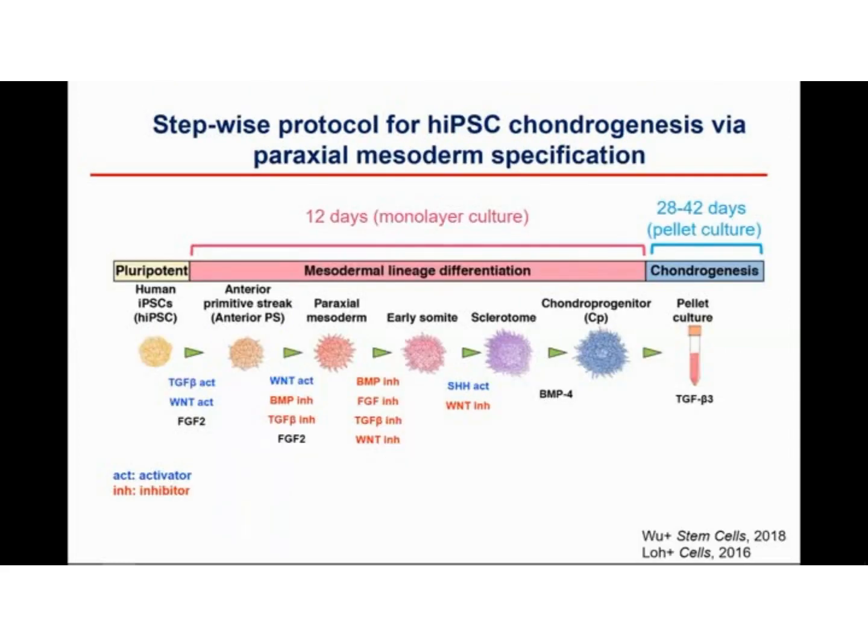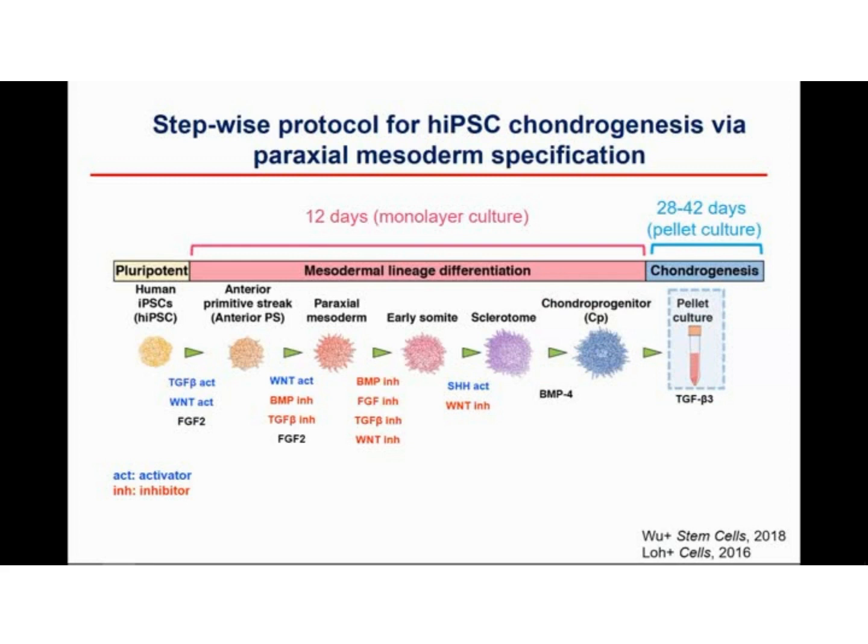Recently, our lab established a protocol for hiPSC chondrogenesis via paraxial mesoderm specification. What we did is feed our iPSCs a set of defined growth factors and small molecules daily, and drive them step by step into the mesodermal lineage until they reach the chondroprogenitor, or CP, stage here. And then we lifted our cells into pellet culture supplemented with TGF-beta3.